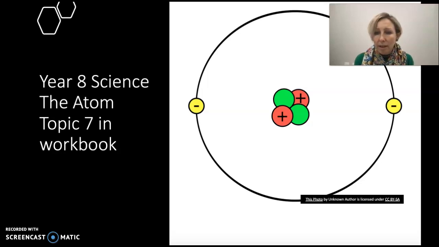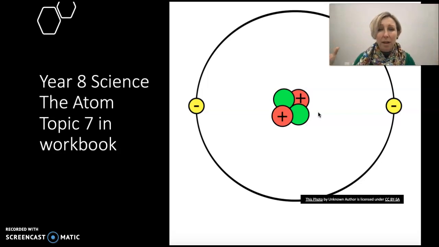So the first slide here that you can see is a representation of an atom with two positive subatomic particles in the middle, represented by these two red circles and the plus inside, and these two represent protons. We've also got two other subatomic particles in what we call the nucleus. So the nucleus is the centre of the atom, and that's where the mass comes from.